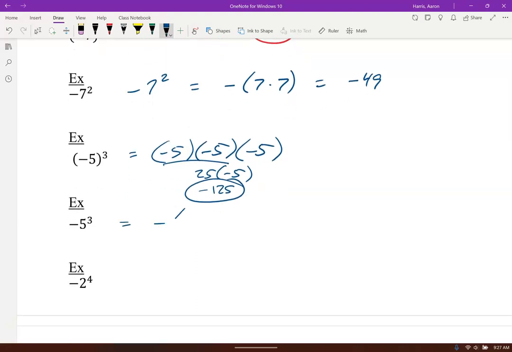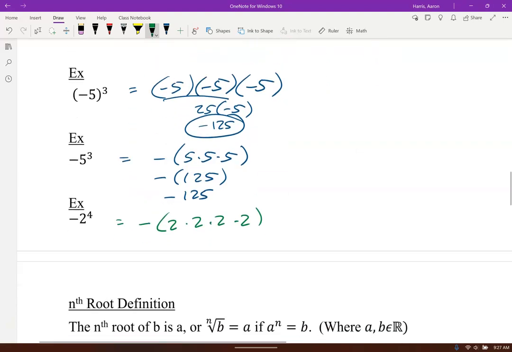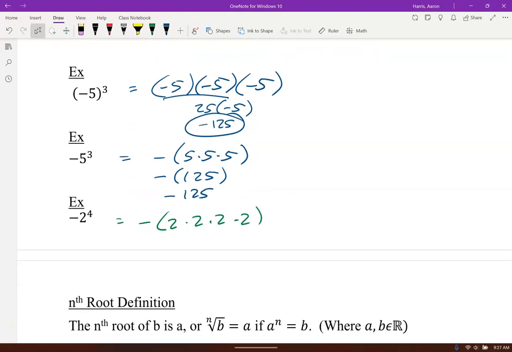Negative 5 to the 3rd. So again, this is do the 5 to the 3rd: 5 times 5 times 5, 125. Then apply the negative out front, so negative 125. And finally, let's do that negative 2 to the 4th. So do the 2 to the 4th: 2 times 2 times 2 times 2 gives us 16. And then apply the negative, negative 16. Okay. Any questions so far, you guys?